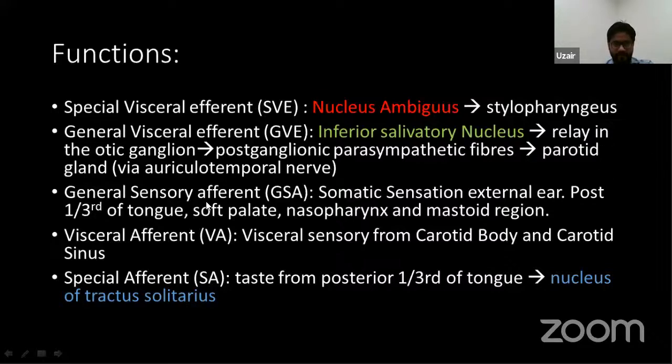Then we have general sensory efferent that carries sensation from the external layer, posterior 1/3 of the tongue, soft palate, nasopharynx, and mastoid. Then we have visceral efferent. So this one is important, we are going to discuss. It takes sensation from the carotid body and the carotid sinus in the neck. Then we have special afferent that carries taste from the posterior 1/3 of the tongue all the way to the nucleus tractus solitarius.